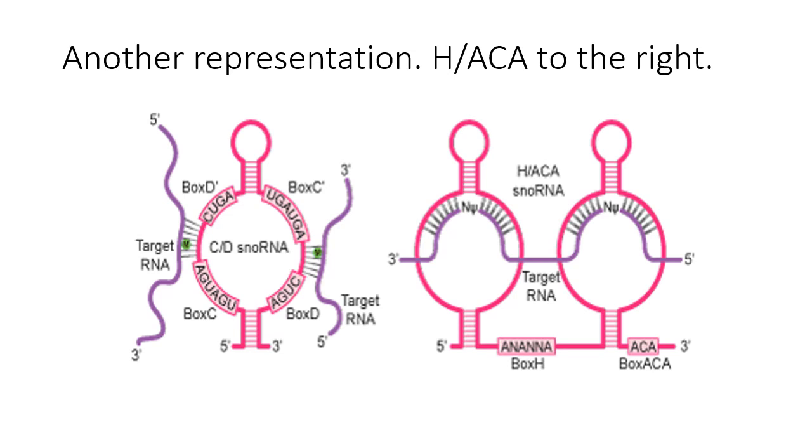The other type is the HACA type, and that's a little more complicated in its stem loop organization, but still you can see where the target RNA on the ribosome is base paired to a particular region of the snoRNA, and that will guide the pseudouridine synthase to the correct location on the ribosomal RNA.